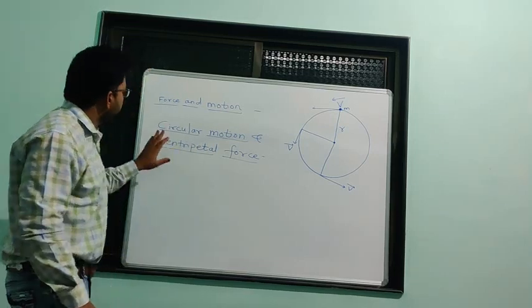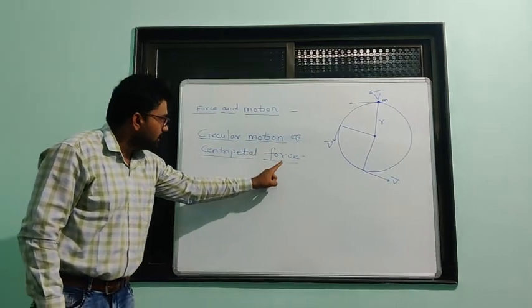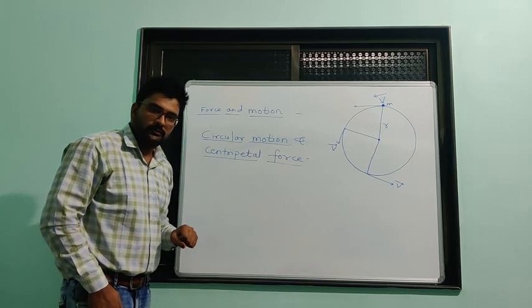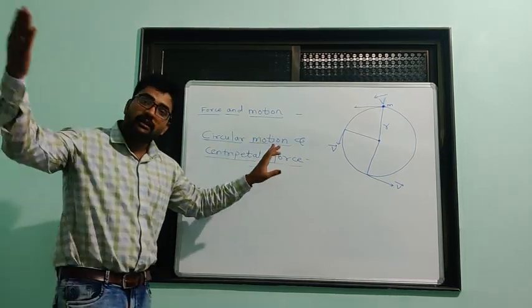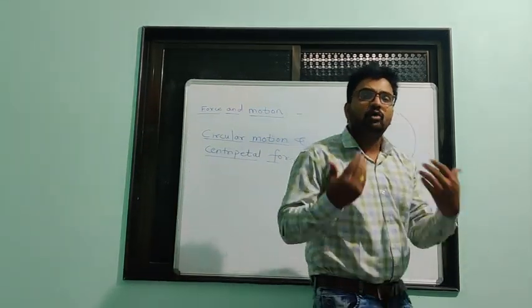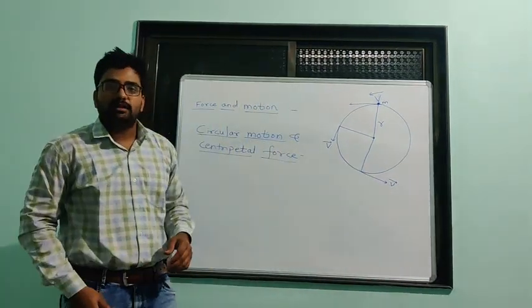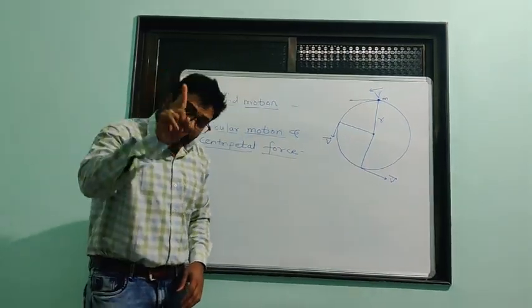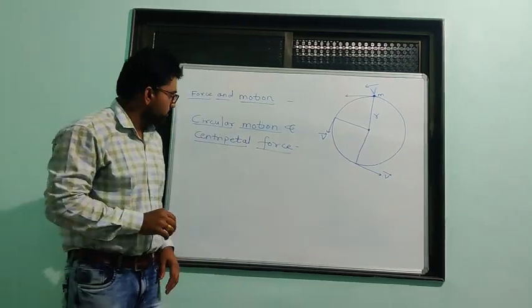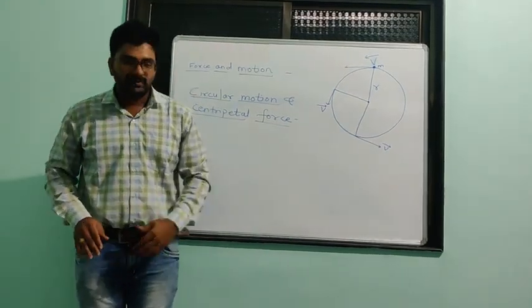Okay. Then the next thing we have to see is circular motion and centripetal force. We already studied motion in 9th standard. Motion is a concept which tells us that motion means simply changing the position of a particle or object with reference to a particular position. Suppose I am here, and this is my reference point, and I move a certain distance.